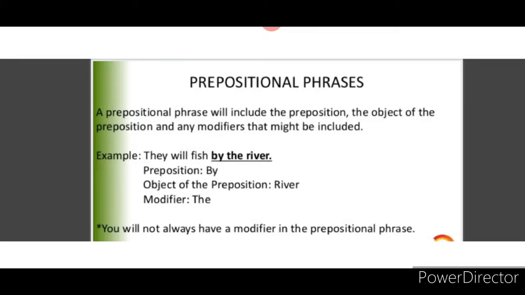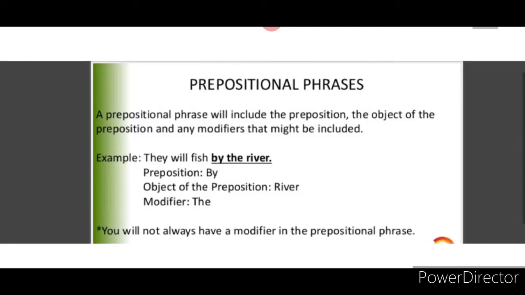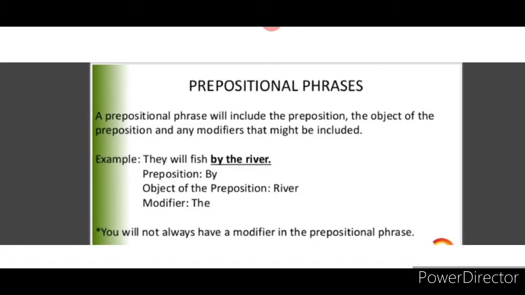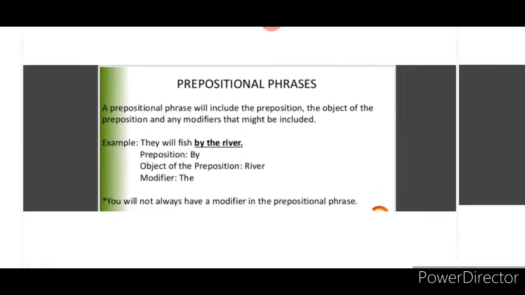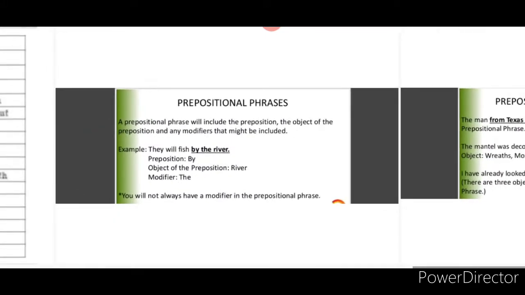Okay children, sometimes we may have a modifier there. So here we have a modifier "the". So "by" is the preposition, "river" is the object of the preposition. This is what a prepositional phrase is. A prepositional phrase always begins with the preposition followed by the object, and sometimes we'll have a modifier also. Okay children, so let us see some more examples.